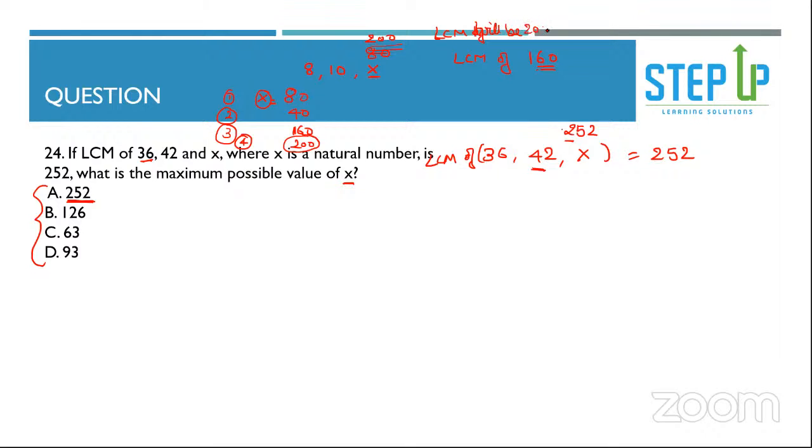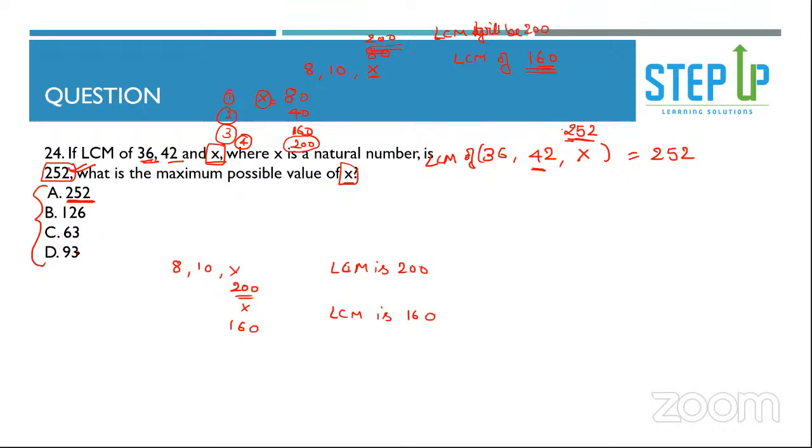But in a simple way, we can say that if x is a natural number, it could be that x is nothing but the number itself. Like here, 8, 10, x. If they had given that the LCM is 200, the x value would be 200. If the LCM is 160, the x value would be 160.